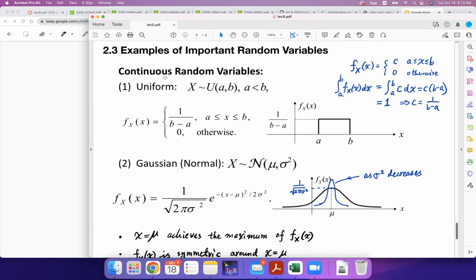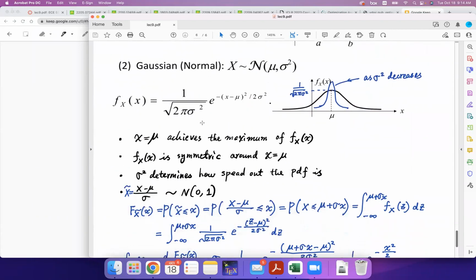The first example of a random variable is a uniform random variable, where the density function is defined uniformly over an interval. In order for the density function to be valid, the density should be inversely proportional to the length of this interval, so that the integration of this density will be 1. So this is the uniform distribution. The next is the Gaussian distribution.